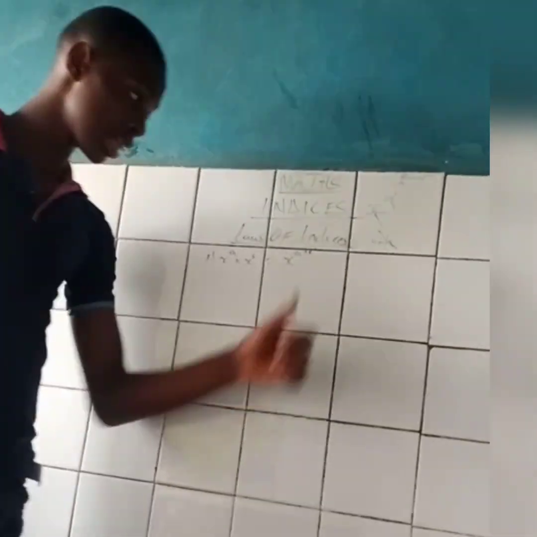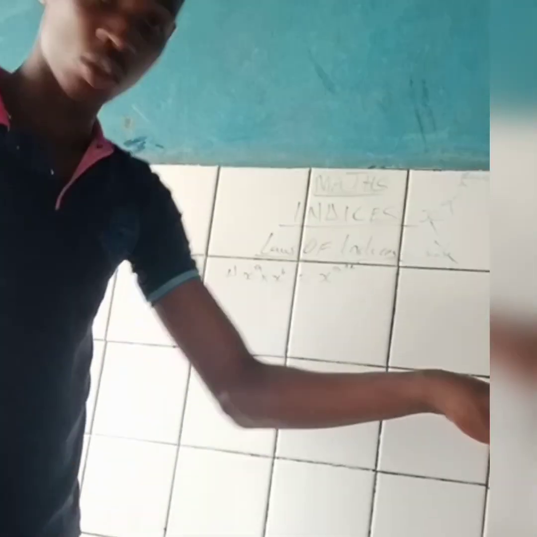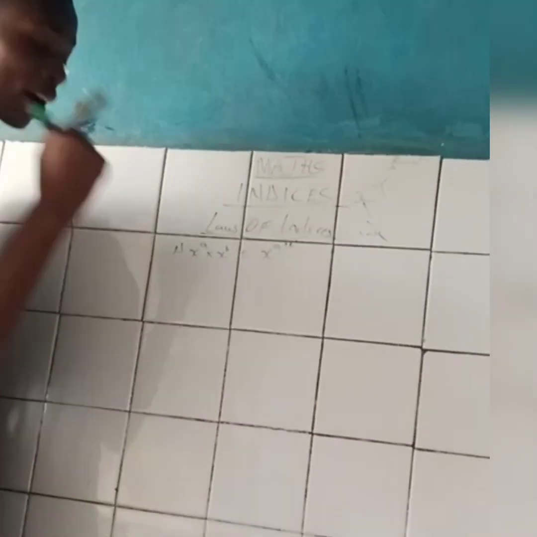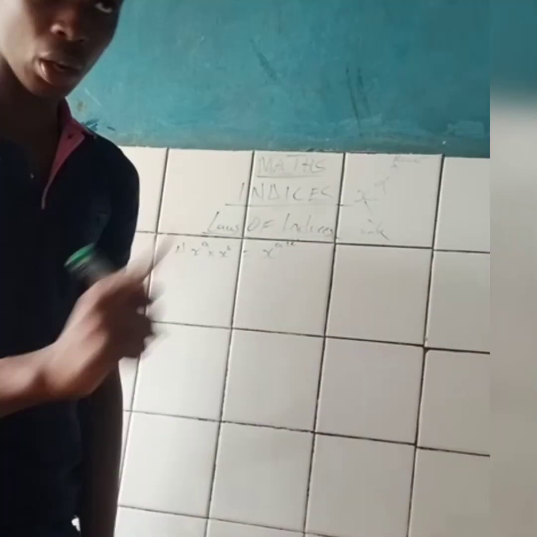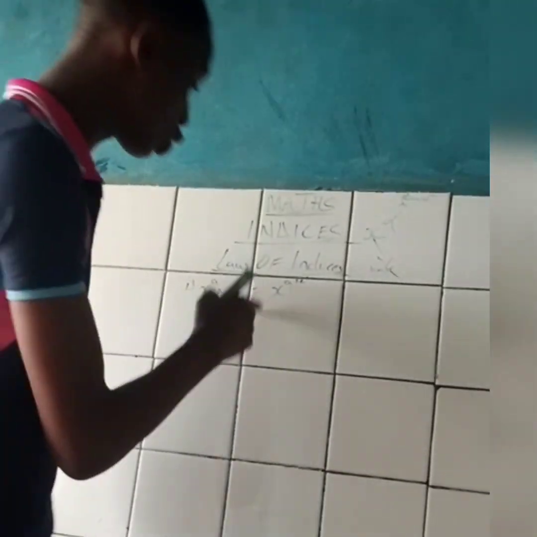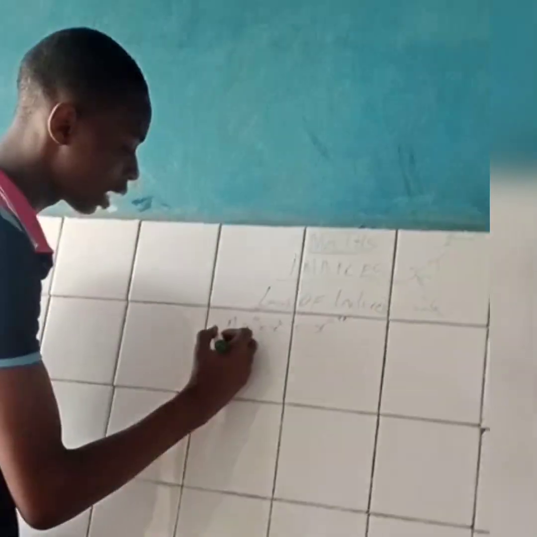X base, a power. So if in our question our base is the same thing, that means we are choosing one and we will add the power together if it's times. If the base is the same thing and it is times, you are going to choose one out of the base and add the power together. That is our first law of indices: x raised to power a times x raised to power b is equal to x raised to power a plus b.